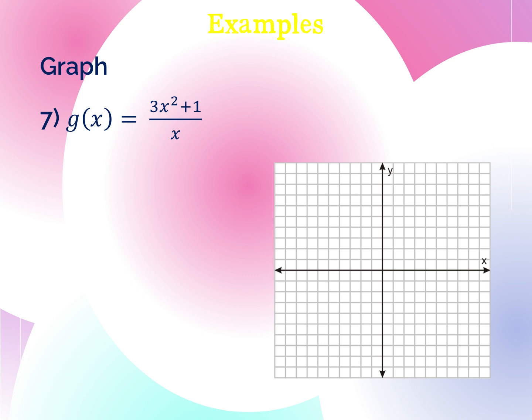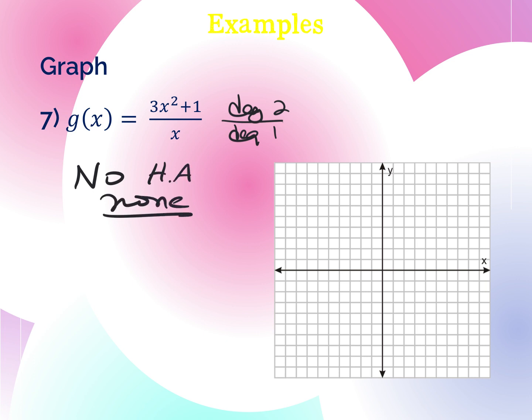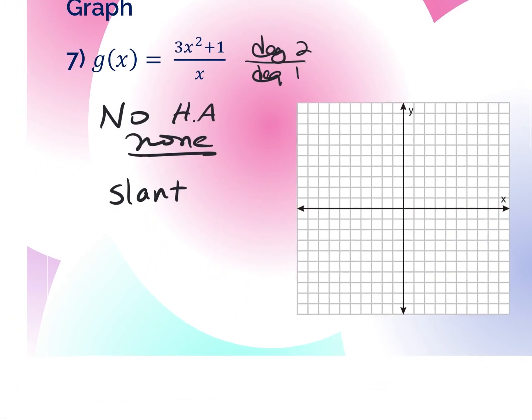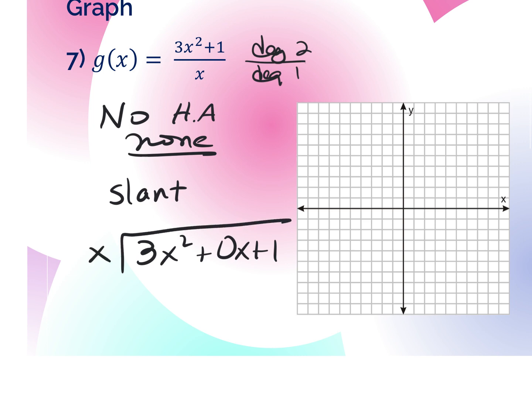Example 7. Again, let's look at the degrees. The degree of the top is 2. Degree of the bottom is 1. So this tells me no horizontal. So you'd say none. It has a slant because it's one bigger. So we have to divide. And remember, we need to hold the place of that missing x term. So I'm going to put a 0x in the middle there. And I'm dividing it by x.